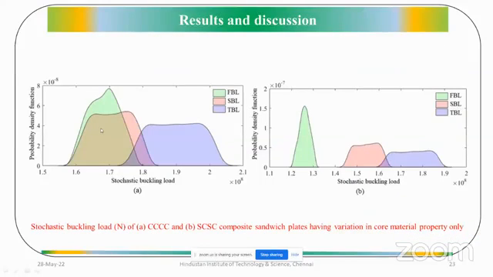This is the effect of core material property on the overlapping zone. Here also the first, second, and third buckling modes are overlapping in the CCCC boundary condition, whereas in the SCSC boundary condition, the first buckling mode is not overlapping with the second buckling mode. So we can say that it is quite important to consider the higher order buckling modes in real applications.